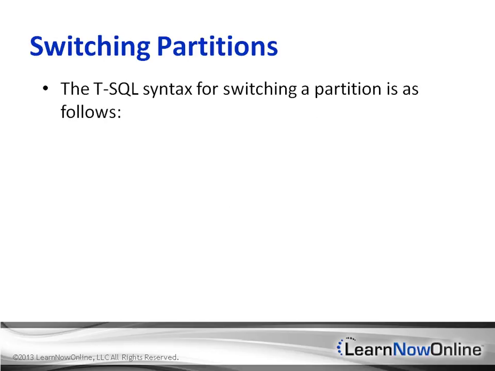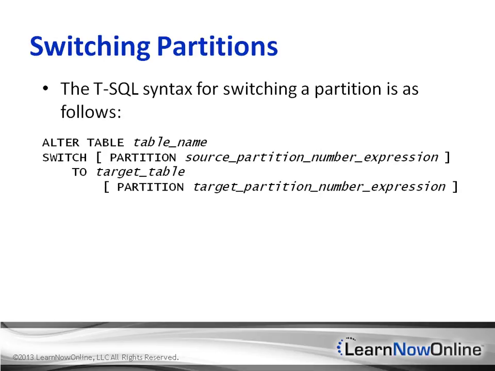The syntax for switching out a partition is as follows. Alter table, we give it a table name. Switch a partition from one location to a target table in another location. So we're going to give it the partition number that we want to switch out, and we're going to indicate what target table to go to. And if that target happens to also be partitioned, we'll give the partition number it should use on the target.